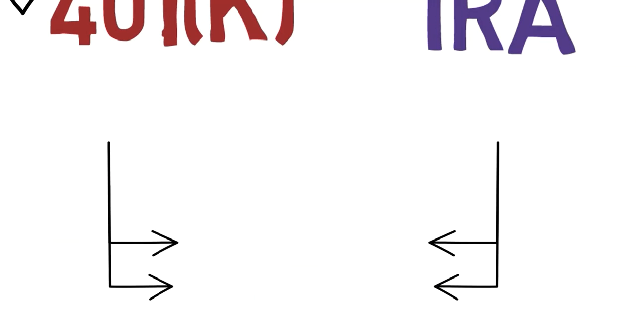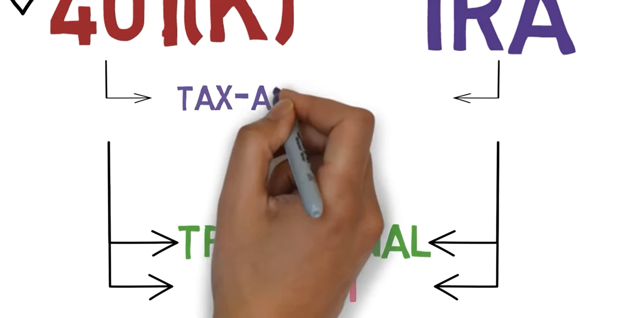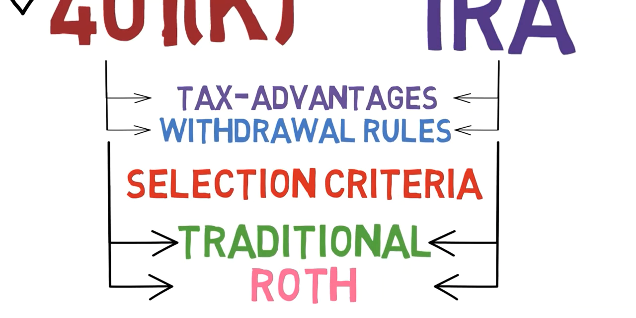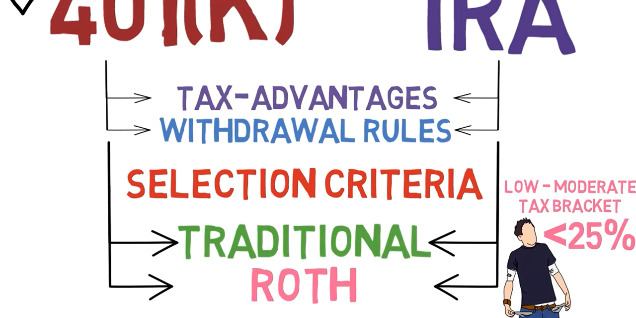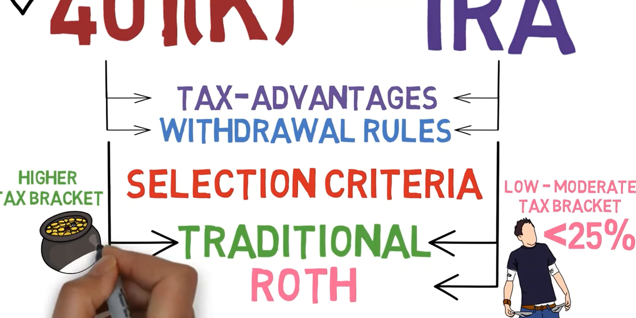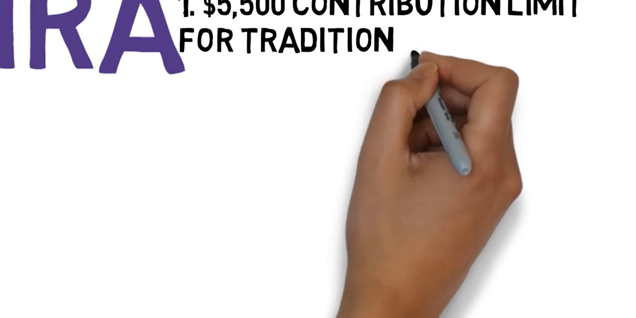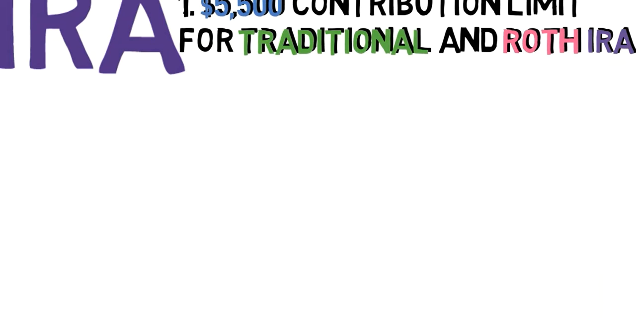IRAs come in the same 2 forms as 401ks, traditional and Roth, and for the most part, they have the same tax advantages, withdrawal rules, and selection criteria. Roth favors those in low to moderate tax brackets, like 25% or below, while traditional favors those in higher ones. However, there's a few differences between IRAs and 401ks to be aware of. 1. Your contributions to an IRA are more limited, currently only $5,500 per year across both traditional and Roth accounts.